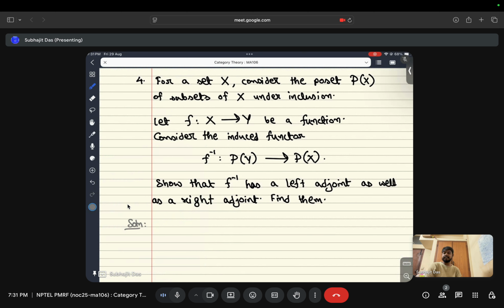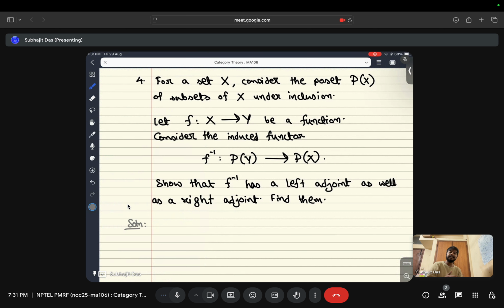Okay, so let's read out the problem first. So for a set X, you consider the partially ordered set PX of subsets of X under inclusion. Okay, so take a set X, look at the set of all subsets of X. That's a partially ordered set under inclusion, so a category in particular. So let f from X to Y be a function, then observe that this induces a functor f inverse from PY to PX, which is exactly the inverse image functor.